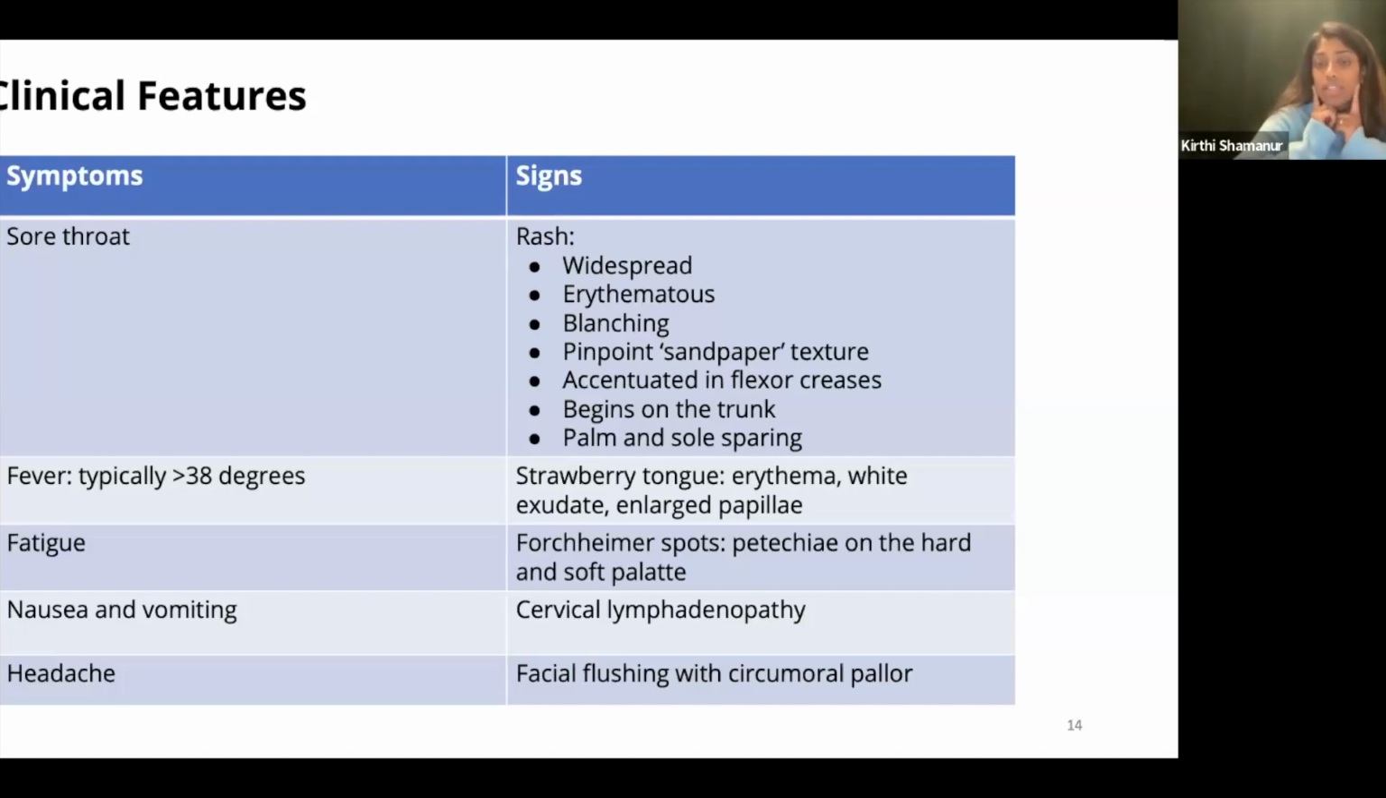I'll show you pictures in a second. So strawberry tongue, which is red, you've got white exudate, and just these enlarged papillae all over your tongue. And then the Forchheimer spots, which is the petechiae spots on the hard and the soft palate, so inside your mouth. So that's why examination of the ear, nose and throat is very, very important. You can sometimes get cervical lymphadenopathy, which you tend to see quite a lot in children in general, even with just fluey like symptoms. And then facial flushing with this circumoral pallor, so red cheeks but kind of pale around the mouth.